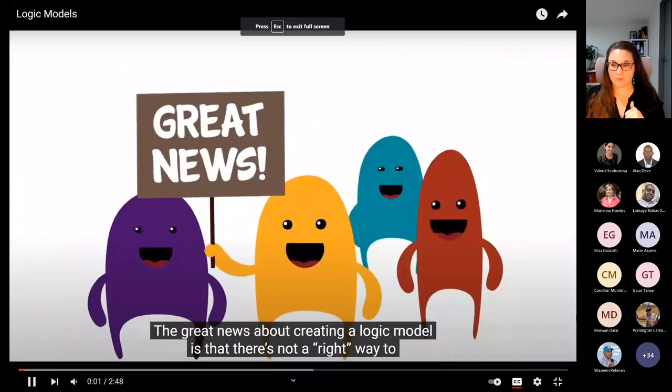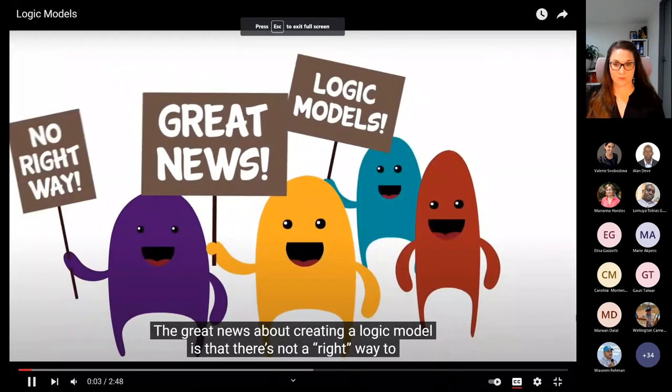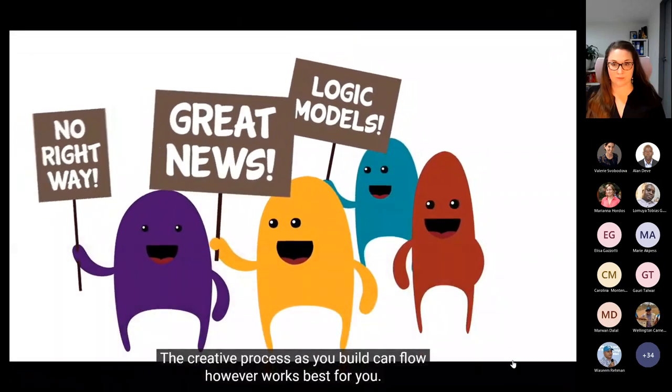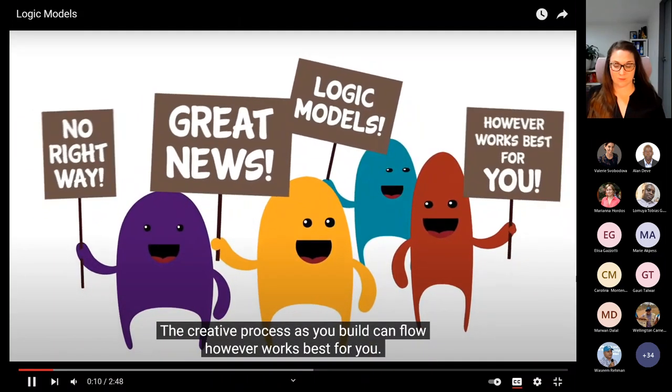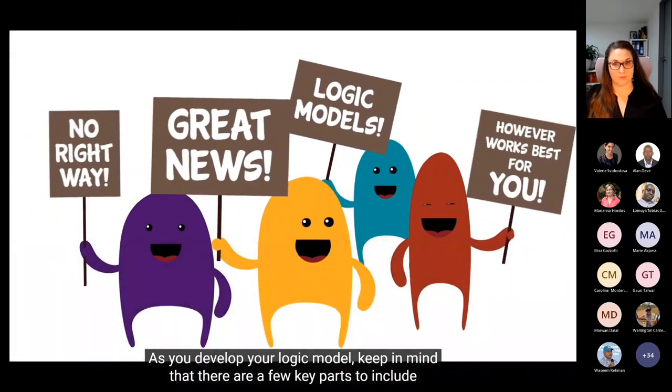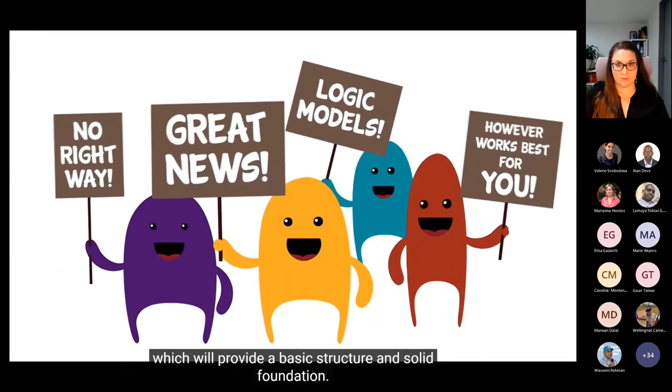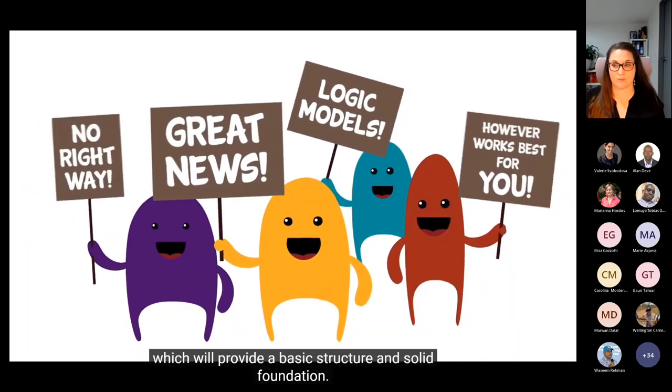The great news about creating a logic model is that there's not a right way to construct one. The creative process as you build can flow however works best for you. As you develop your logic model, keep in mind that there are a few key parts to include which will provide a basic structure and solid foundation.